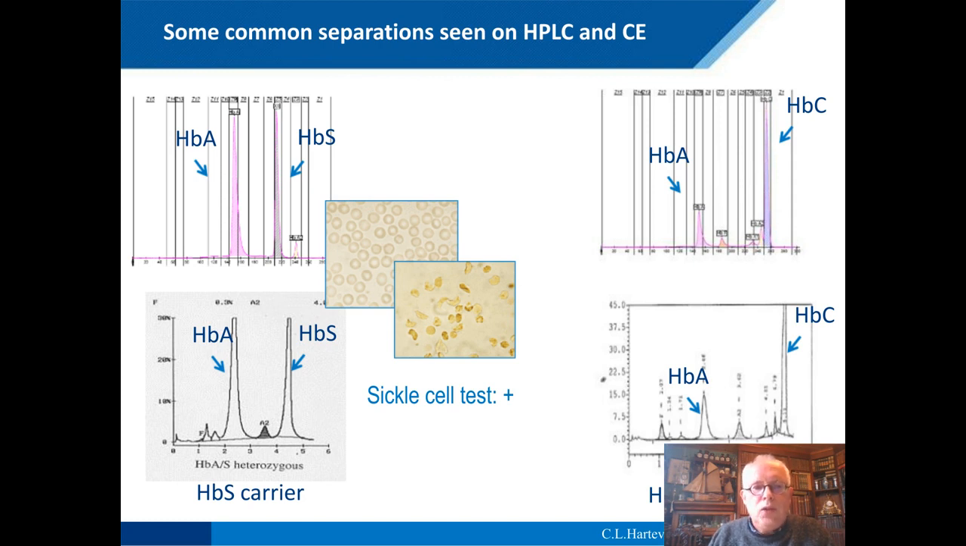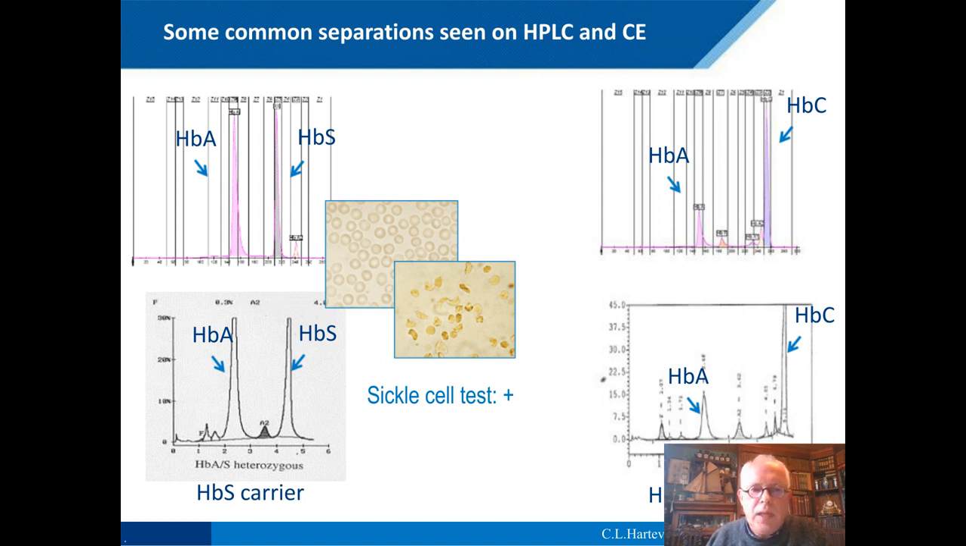However, how sure are you if you see a peak in a certain zone? How sure can you be that it is indeed hemoglobin S, for instance? Well, if you have 2 separation methods, that is already, let's say, helping a lot, because you have different separation techniques. One is affinity chromatography, and the other is based on charge.